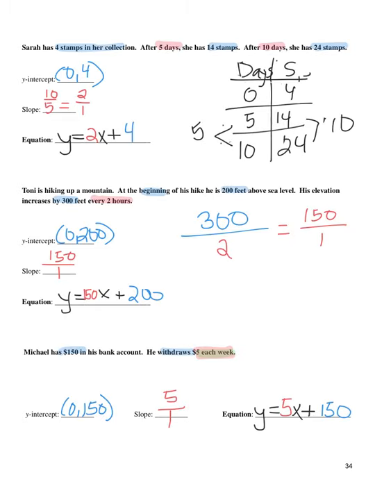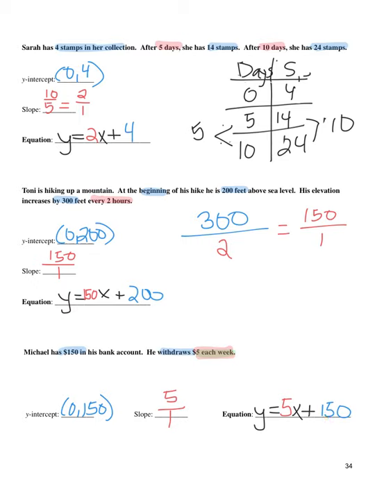Okay. Hopefully you tried these on your own and you got the same equations. All right, so we have y equals 2x plus 4. The change in y, you guys, over here was 10, and the change in x was 5. 10 over 5 is simplified to 2. That's where that comes from. So y equals 2x plus 4. This one, y equals 150x plus 200. And this one, y equals 5x plus 150.